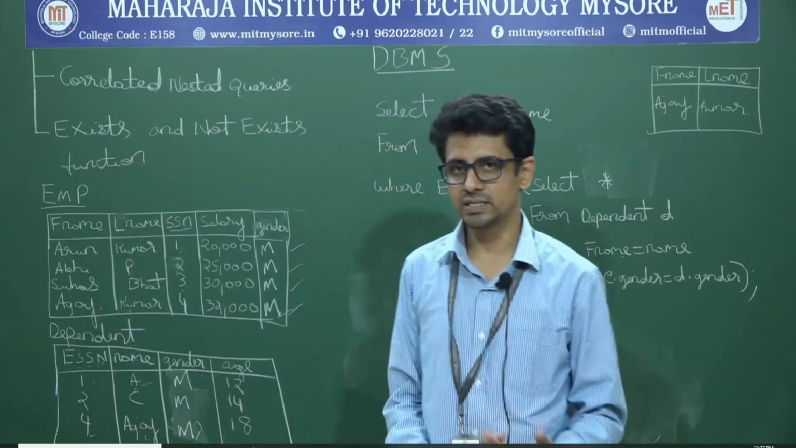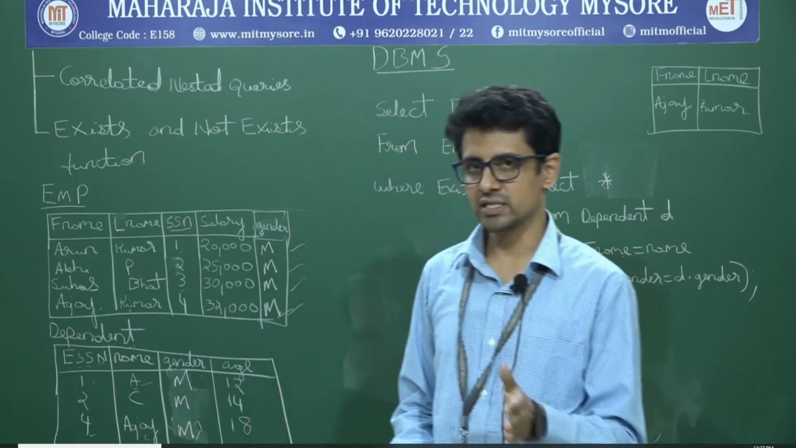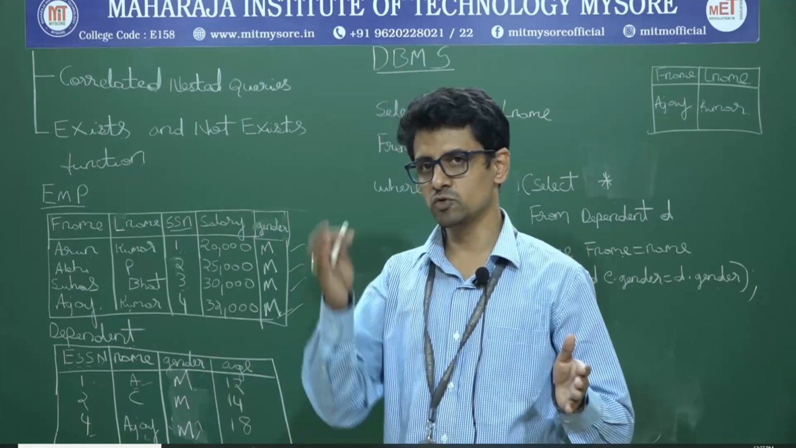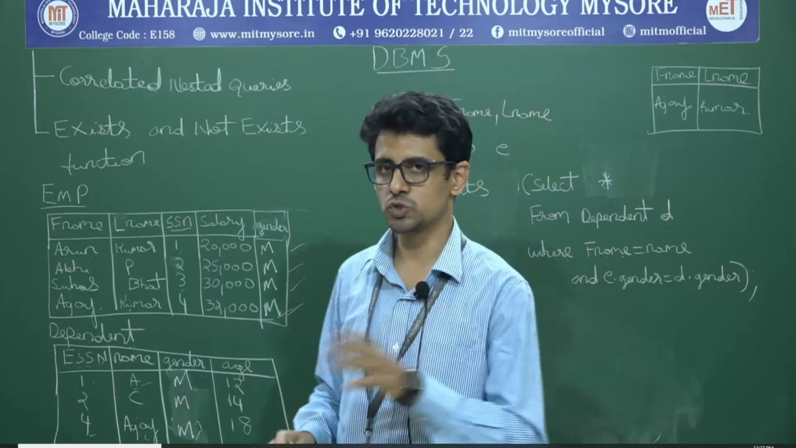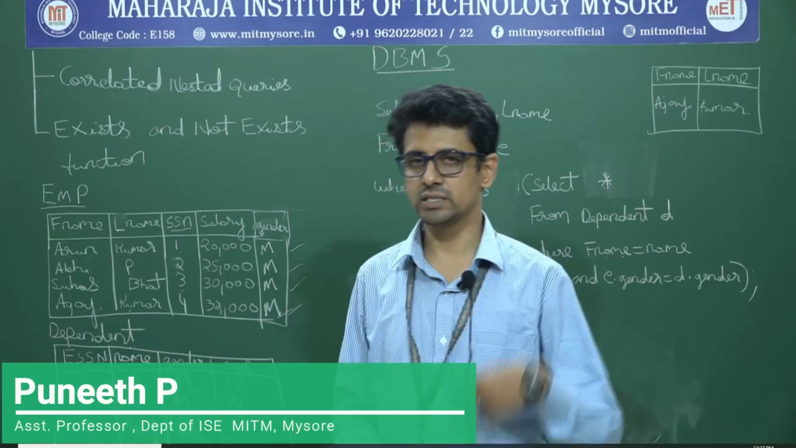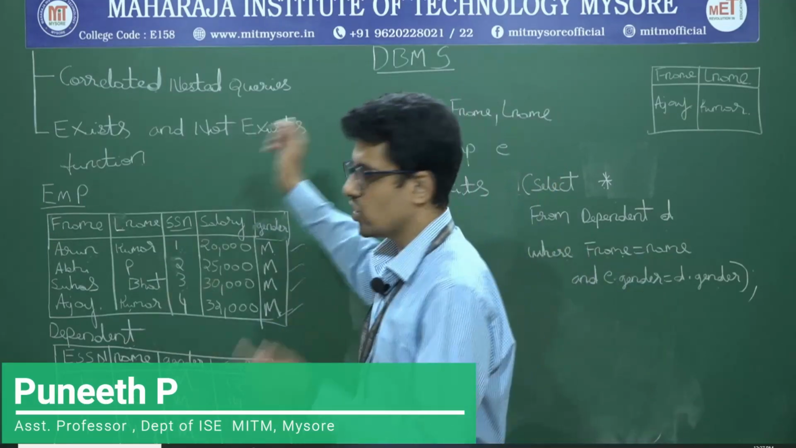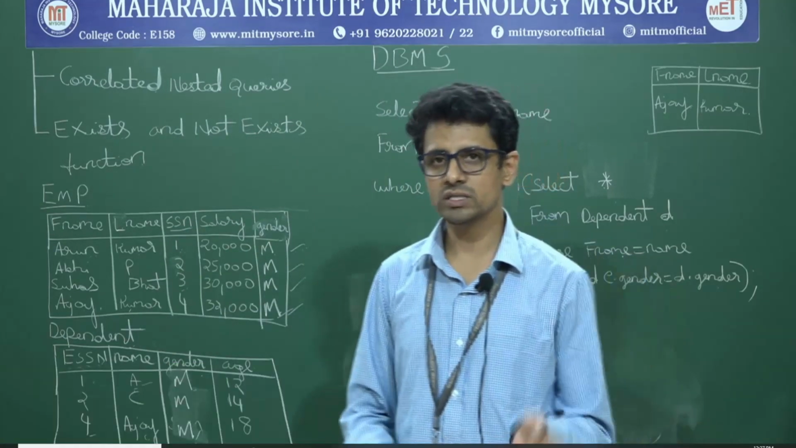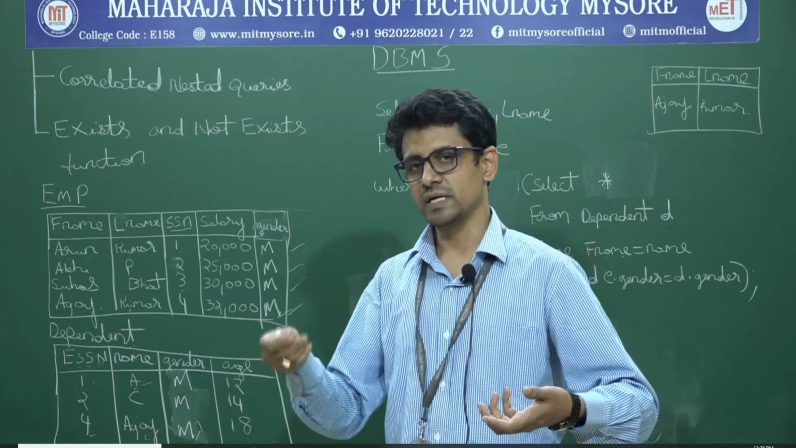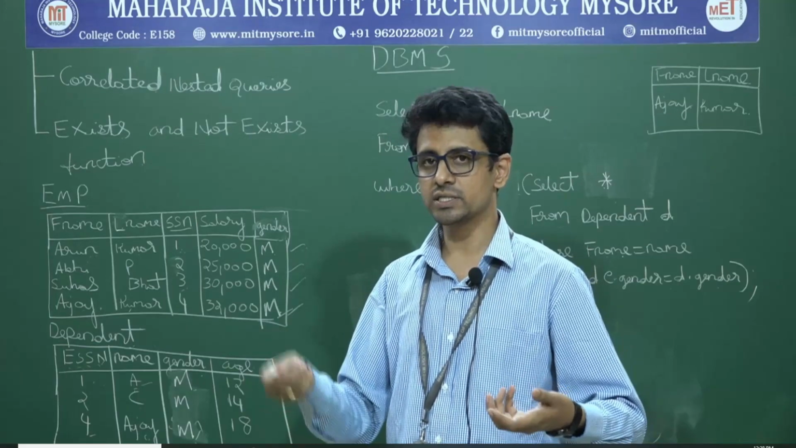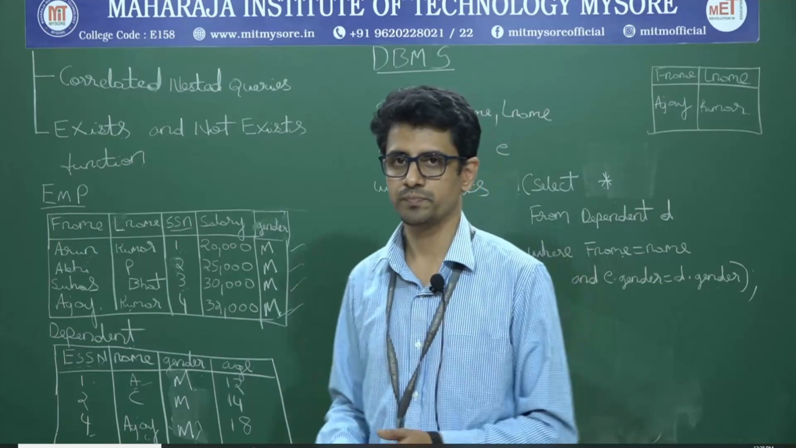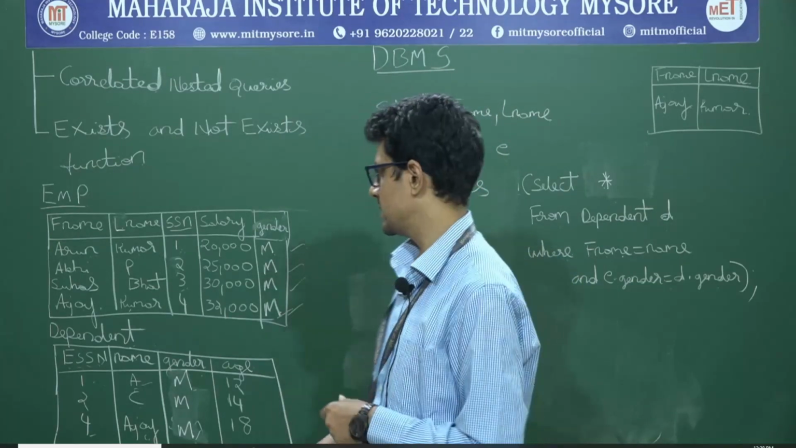I'll repeat again. Whenever exist is used in the outer query, it evaluates with the inner query. If the inner query runs and gives me at least one row of output, exist returns true. If it returns nothing from the inner query after executing, it returns false. On the other hand, not exist does the vice versa. So not exist, if something returns from the inner query, returns false. If nothing is returned from the inner query, it returns true. We'll see the example, and it will be clear at that time.